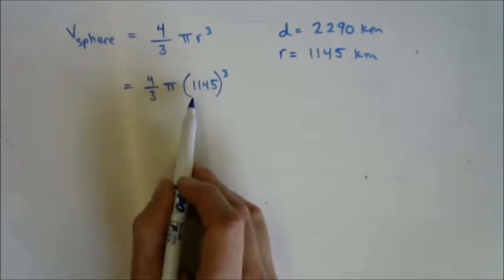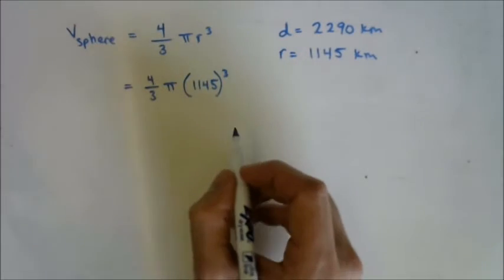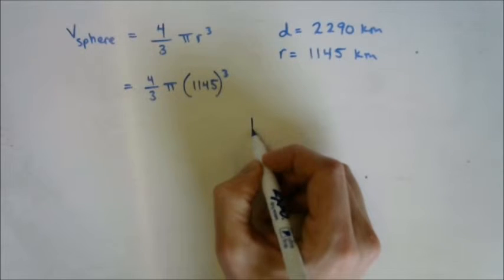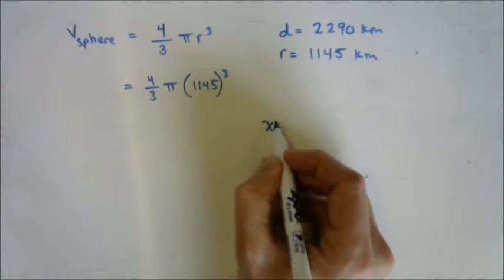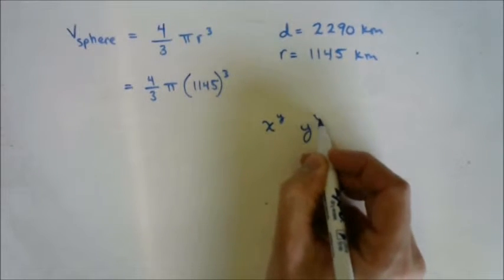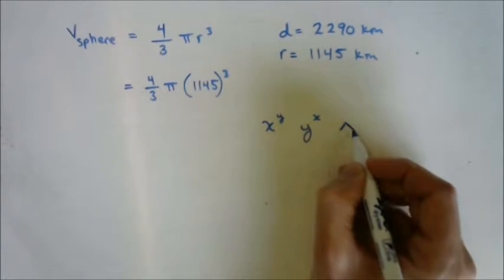So if you were going to put this in your calculator, which you are, you'd go 1145 to the power of 3. Now you likely have a button that looks like an arrow, x to the power of y or y to the power of x, or it's just a button like that.